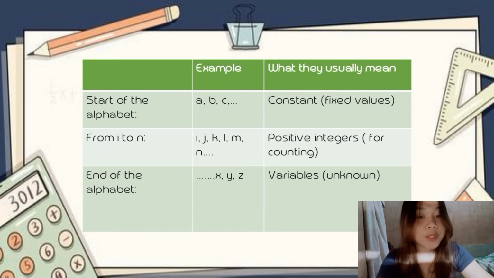For example, the start of the alphabet, which is A, B, C, we use for constants, or fixed values. The second one is from I to N, or I, J, K, L, M, N. We use these as positive integers or for counting. And the end of the alphabet, which are X, Y, and Z, we use as variables or the unknown.